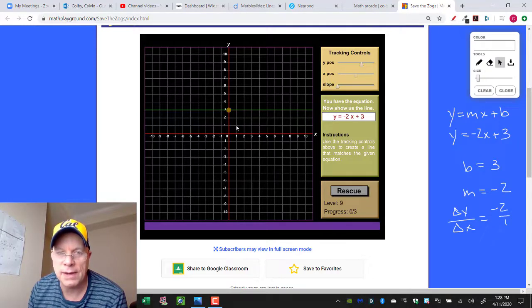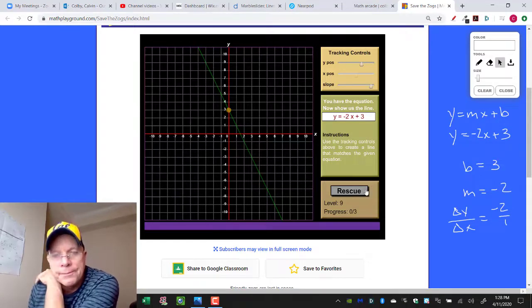Keep your eye on that point. I want to change my slope until my line goes through that point. There. Down 2, right 1. That should be our line.